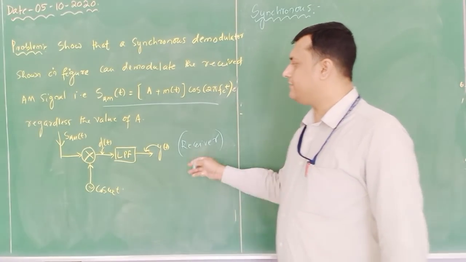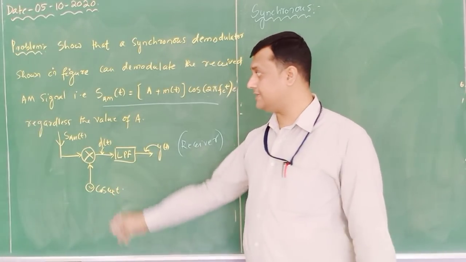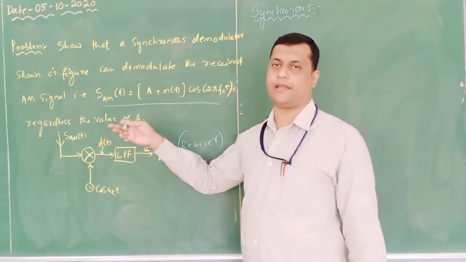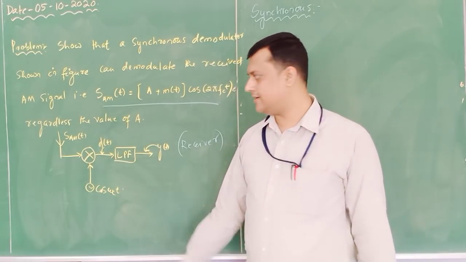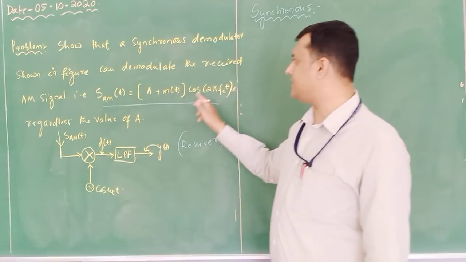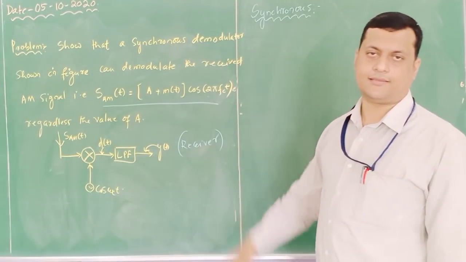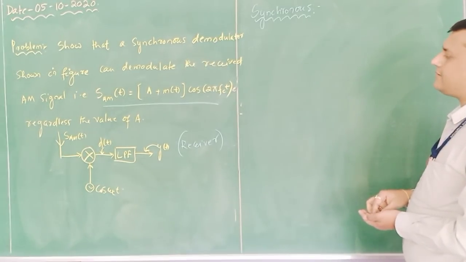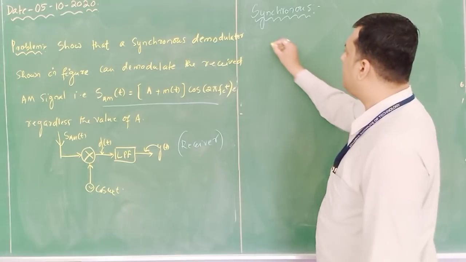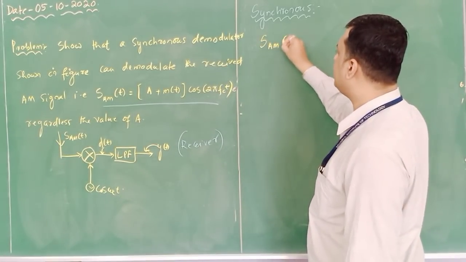So at the receiver, the carrier whose amplitude is 1, as it is written regardless of the value of A, let us consider as in the given figure it is cos omega ct. Now this frequency and this frequency are synchronized. Then only this detector is called a synchronous detector.